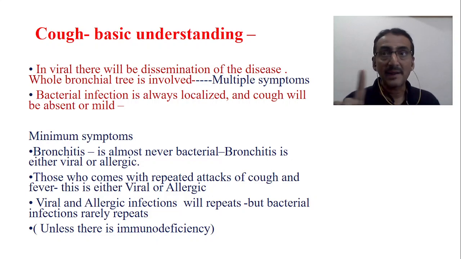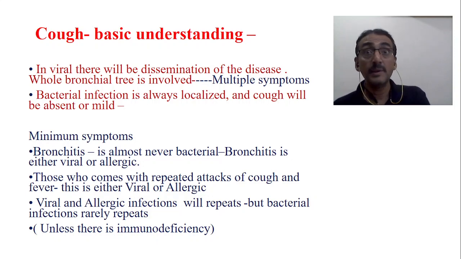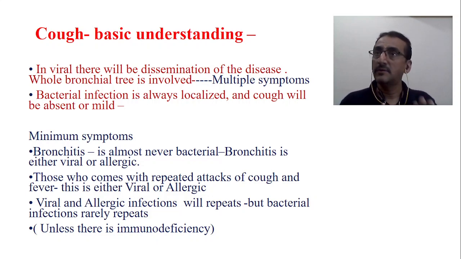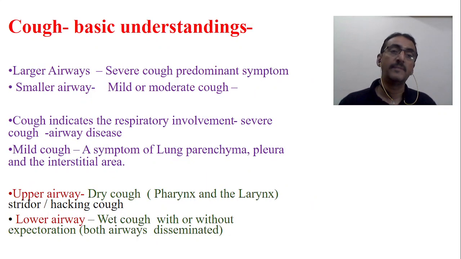Otherwise, bacterial infections never repeat, but viral infections and allergic manifestations, they repeat. Therefore, whenever a child comes to you with repeated respiratory tract infections, every month the child is getting fever and cough, this is very rarely bacterial, unless the child is in an immunocompromised state. If the child is immunocompromised, yes, there may even be repeated bacterial attacks. If the child is healthy, growth chart is good, height is good, weight is good, everything is fine, and still the child is getting repeated attacks, definitely it is either viral or allergic. So this is another important thing that helps to understand.